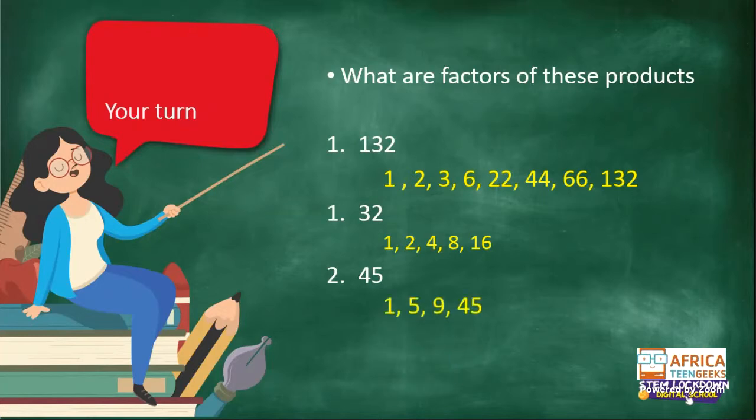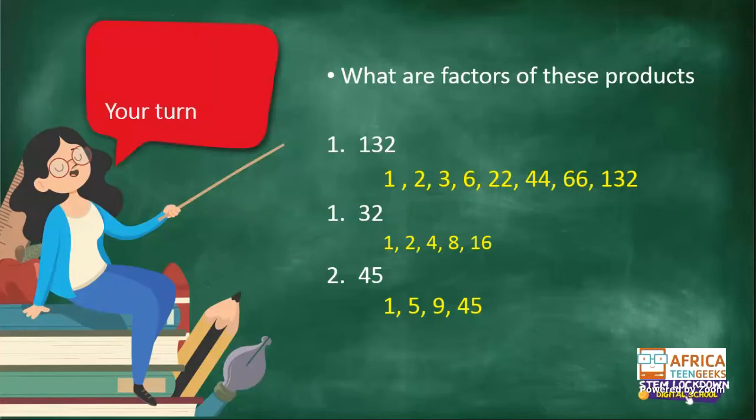Right, we have 15. I didn't write 15 on my answers, because 15 multiplied by 3 is 45. I only have 1, 5, 9, and 45. So 15 and 3 are factors, because when you multiply 3 by 15, you get 45. Thank you so much for that.